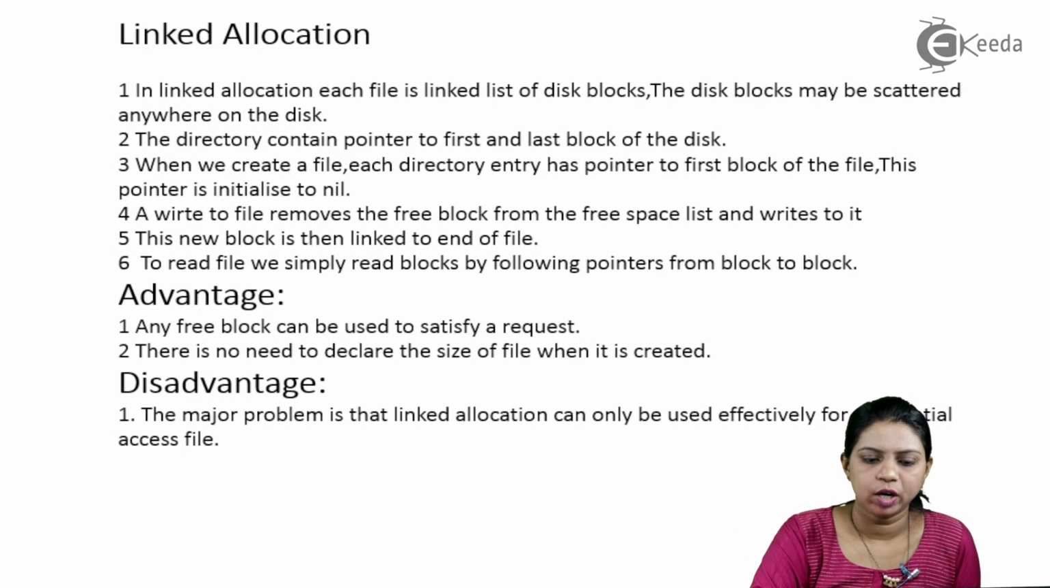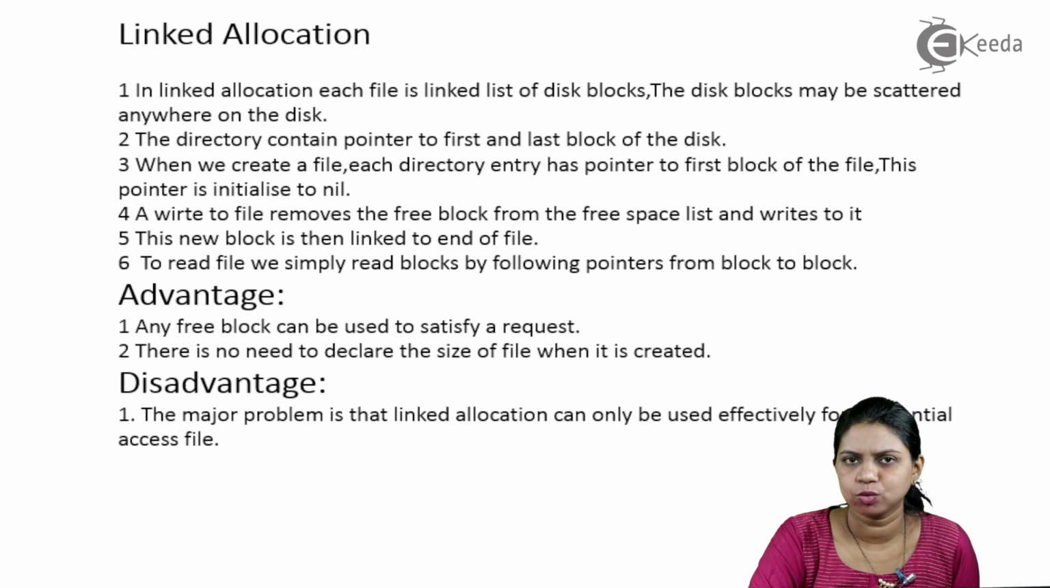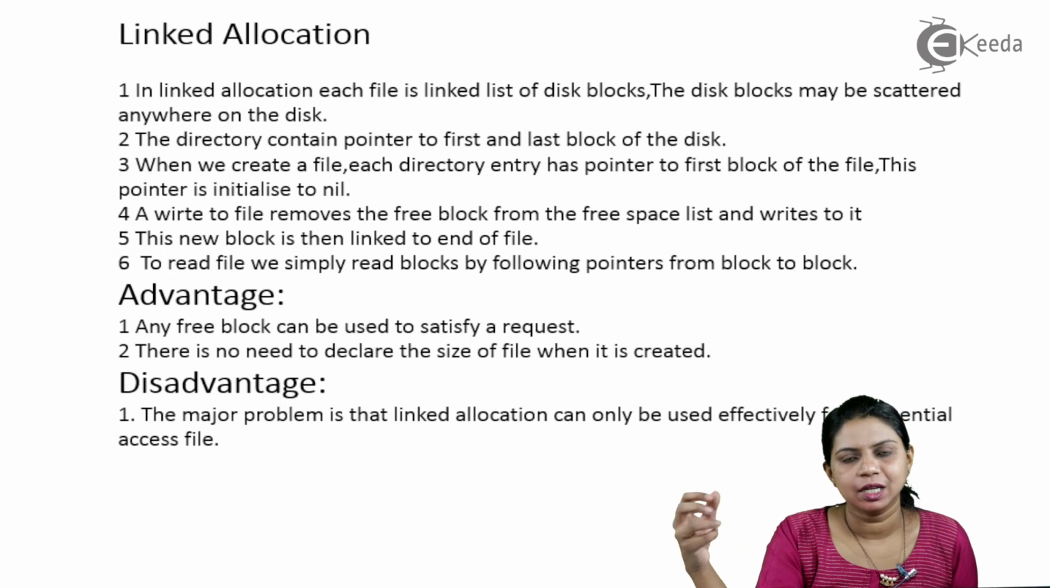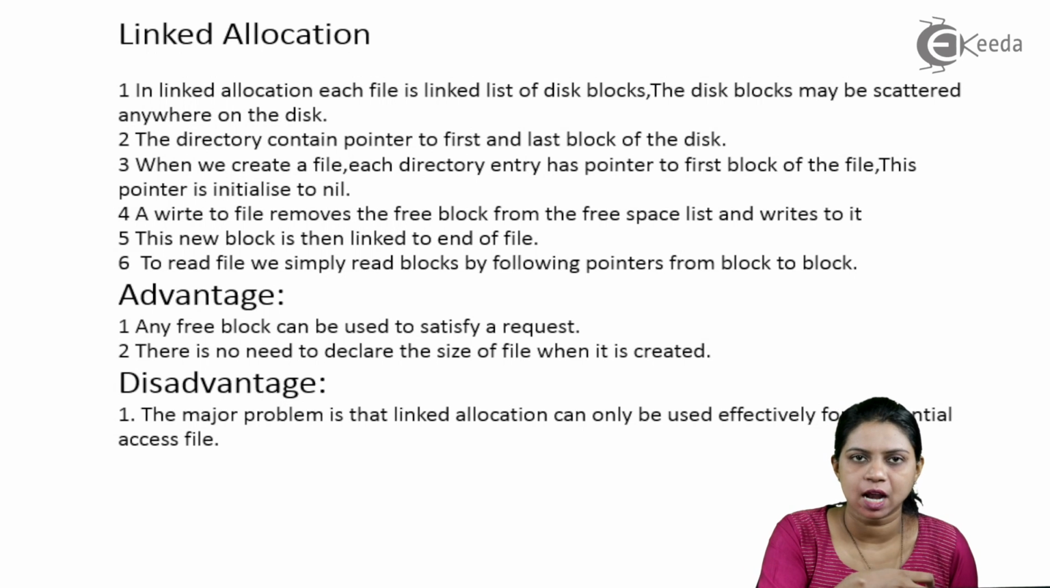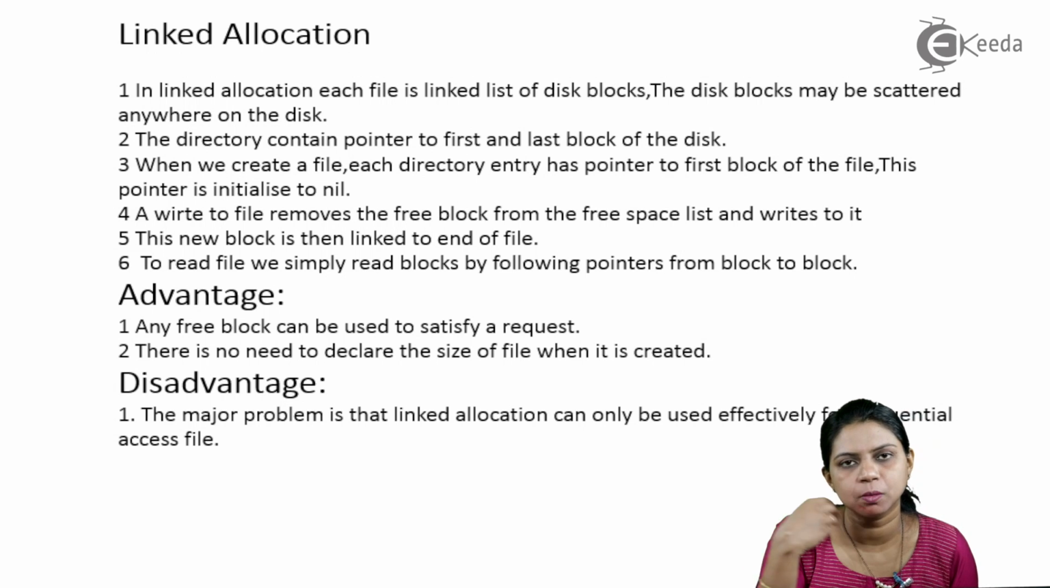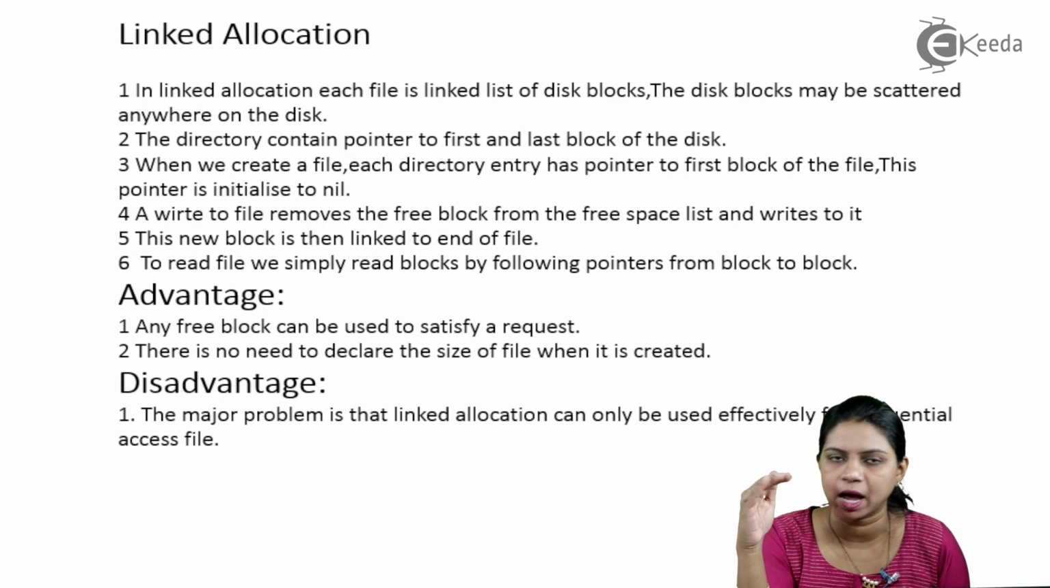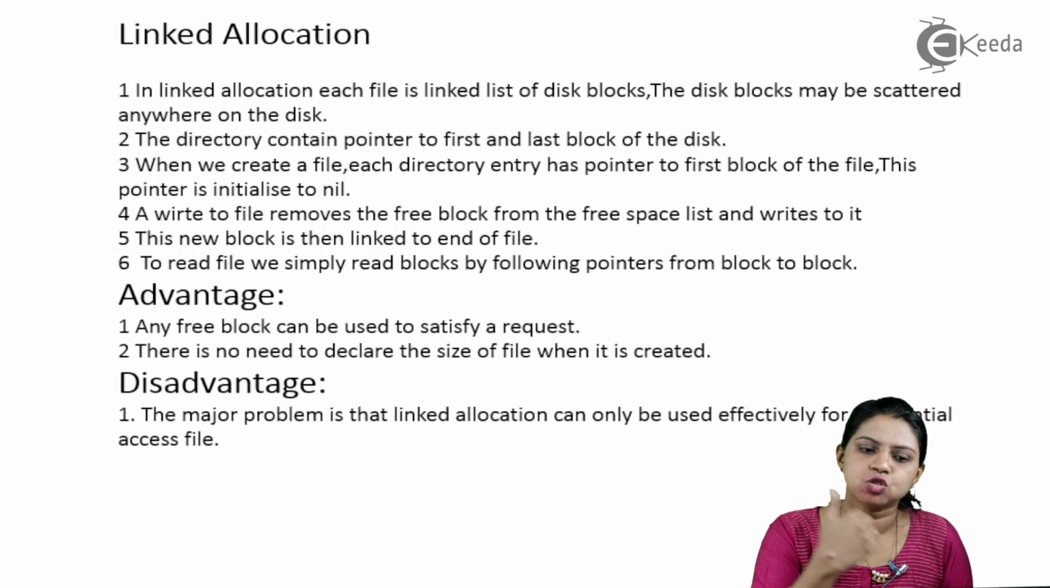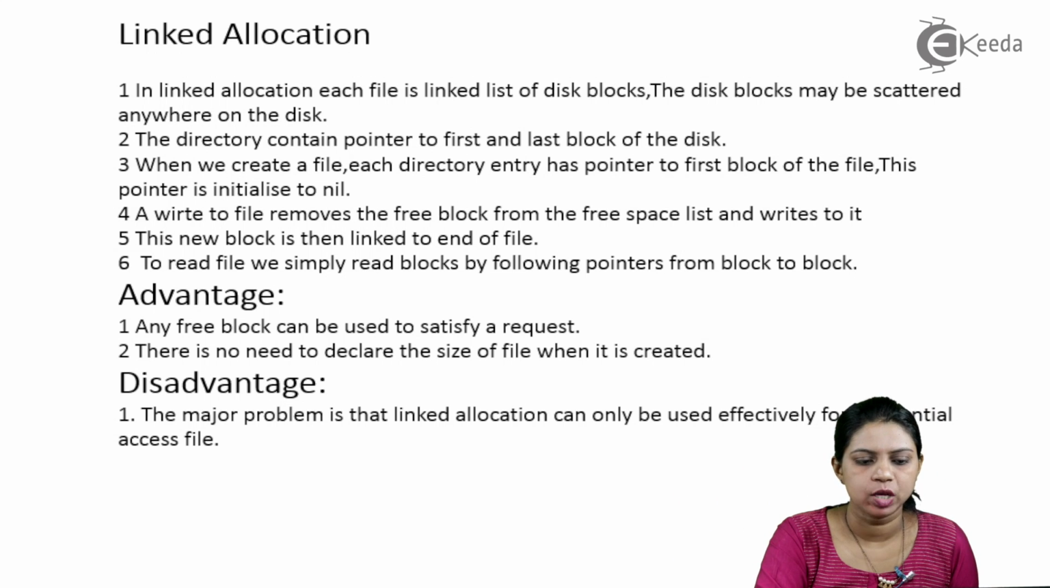So here I get two advantages. Any block can be used to satisfy a request. As you have seen, we were not doing anything in a contiguous way. Like I started with block number 9, and then I jumped onto block number 7, then I jumped again onto block number 12. So I used any block to satisfy a request, and there is no need to declare the size of file when it is created. Now what is the disadvantage here?